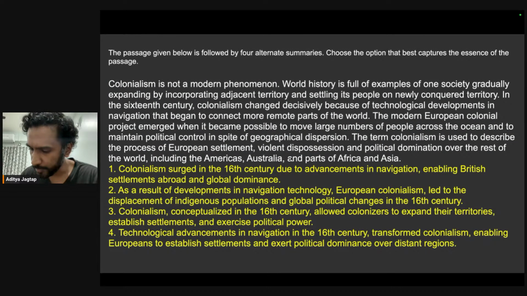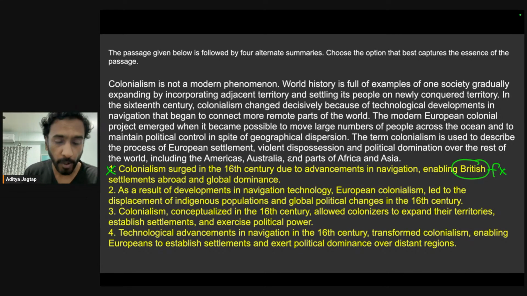And then as I go through each option: colonialism surged in the 16th century due to advancements in navigation. This is valid. Enabling British settlements, we are told European settlement in the passage, abroad and global dominance. Global dominance can be acceptable, since it's also political domination. What is difficult to accept is enabling British. Although European is discussed, British would be incorrect. Saying British settlements would be invalid. So this is a factual error, and option one is incorrect.